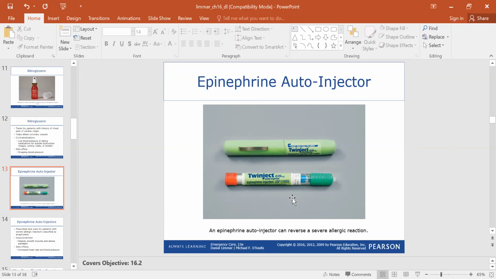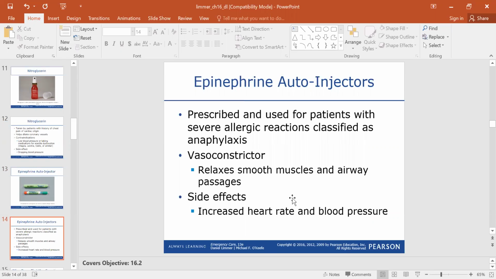Okay. And let's see, epinephrine. Is this going to be prescribed to your patient, or is this going to be on your rig? Anybody? It's going to be prescribed to the patient. Prescribed. Perfect. They're prescribed and used for patients with severe allergic reaction, classified as anaphylaxis. So if you don't know this yet, please write this down. Severe allergic reaction equals anaphylaxis. So they're interchangeable.